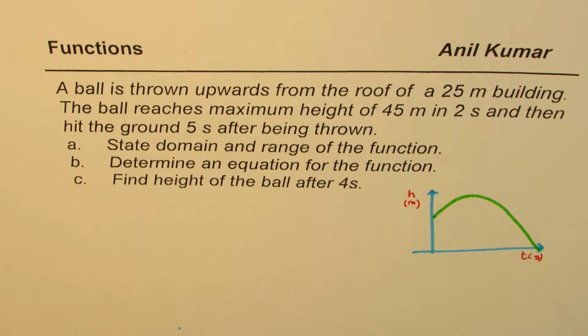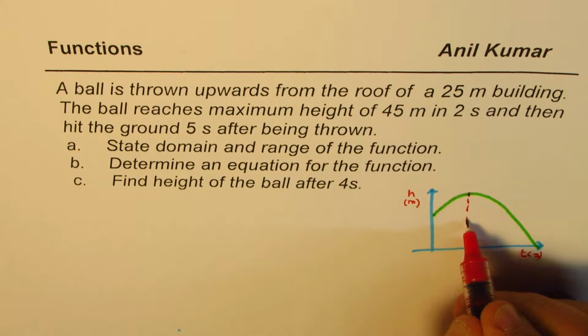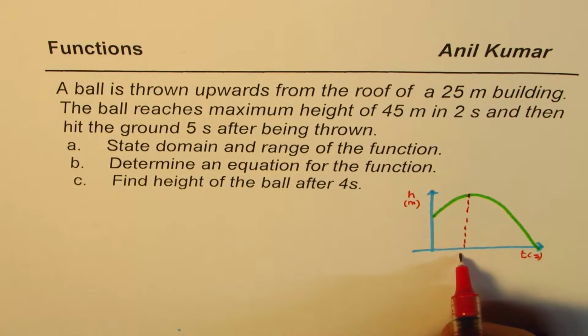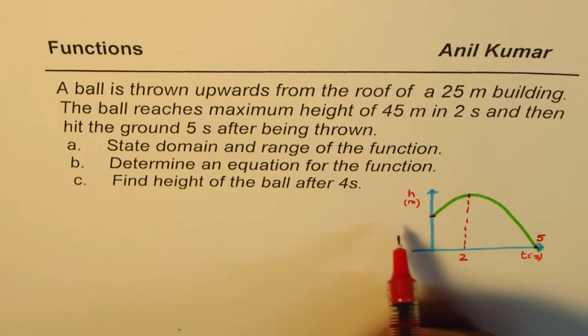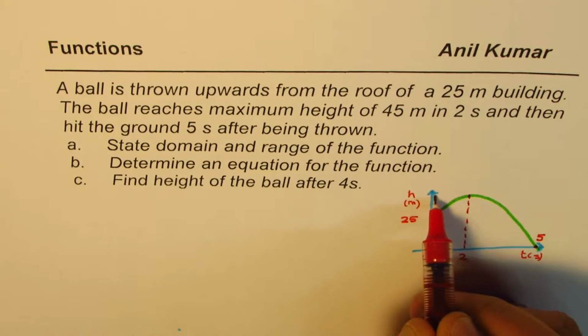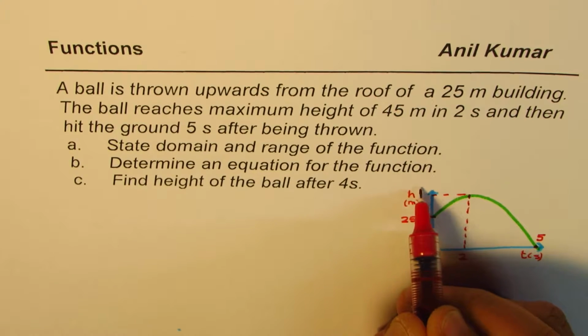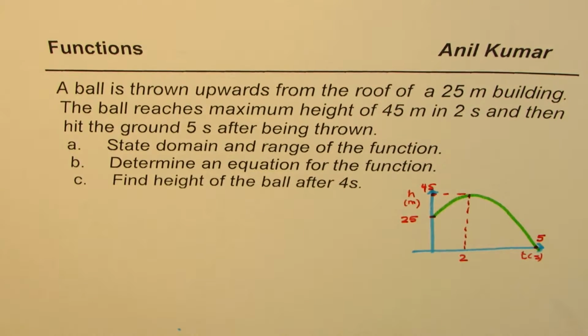Okay, so what is happening here, as given, is that after 2 seconds, the ball reaches the maximum height, and after 5 seconds it hits the ground. So this is after 5 seconds. It is thrown from the height of 25 meters, and the maximum height it reaches is 45 meters. Is it okay? So that's the kind of sketch we could have.